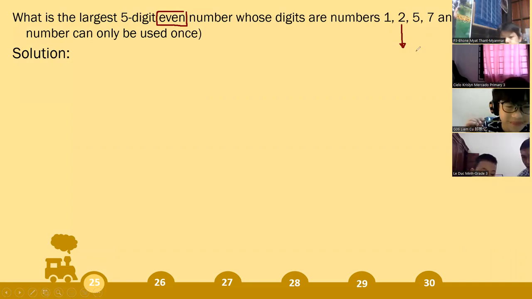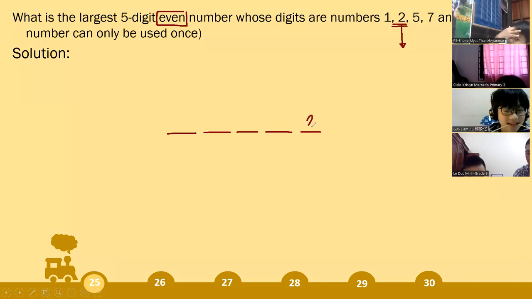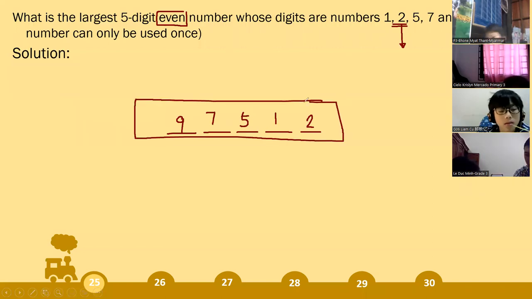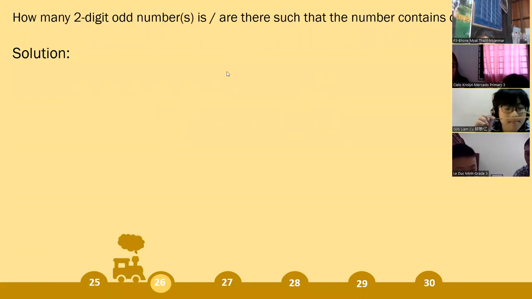Since you are asked to find the largest five-digit even number, you need to set 2 as your last digit. So you need to put 2 here. And then you have 9, 7, 5, 1. So the answer is 97,512.